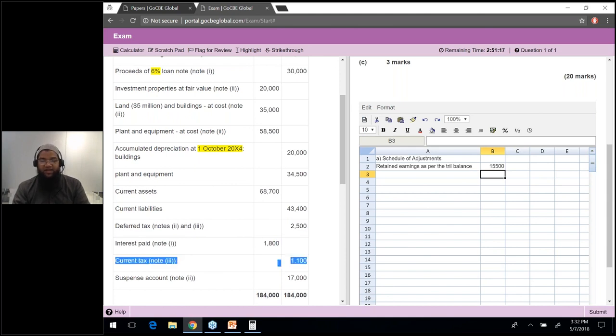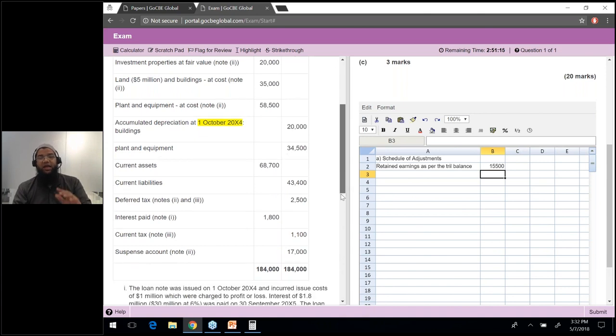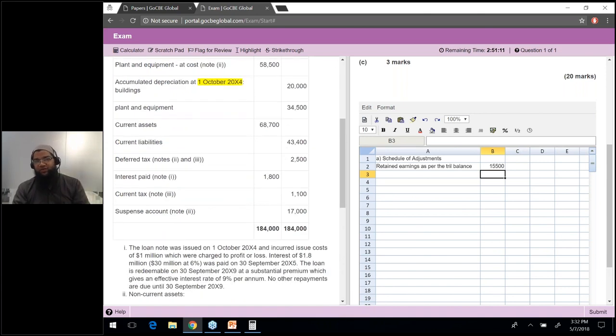And then we have a current tax of 1,100. Any current tax given to you in the trial balance is actually an under or over provision relating to the previous year. And then we have a suspense account of 17,000. The debit side is 184 and the credit side is 184. So we have gone through the entire trial balance.